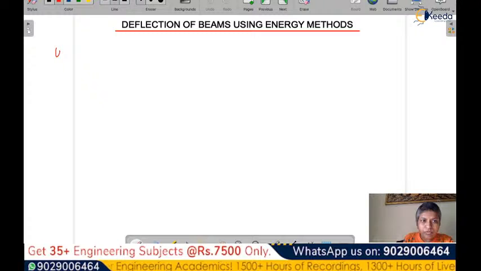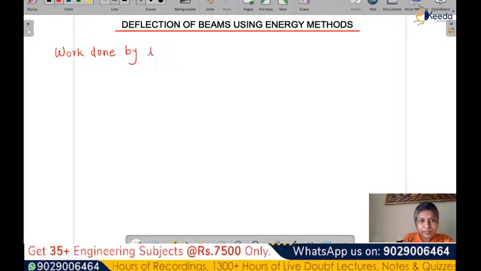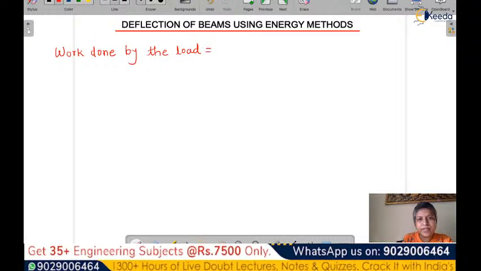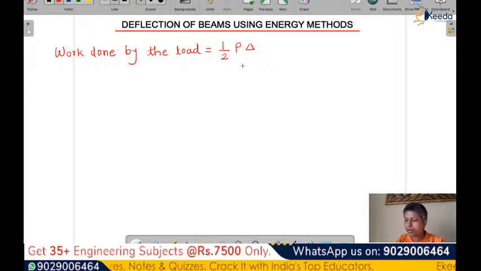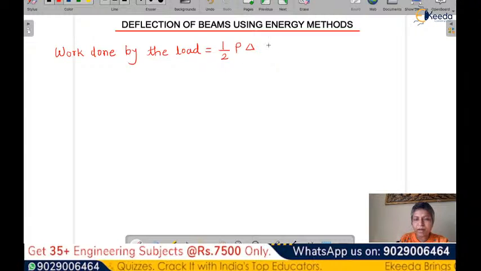So we write down work done by the load is equal to, it is given as half into P into delta. Okay, so half into P into delta. So this is work done by the external load.